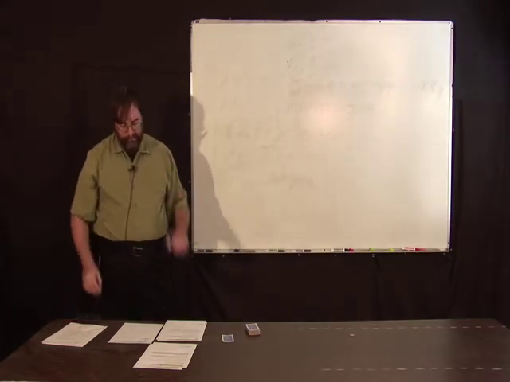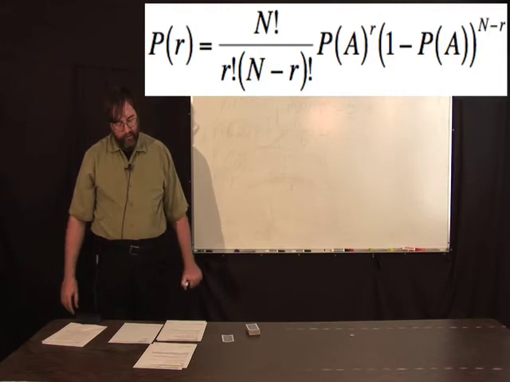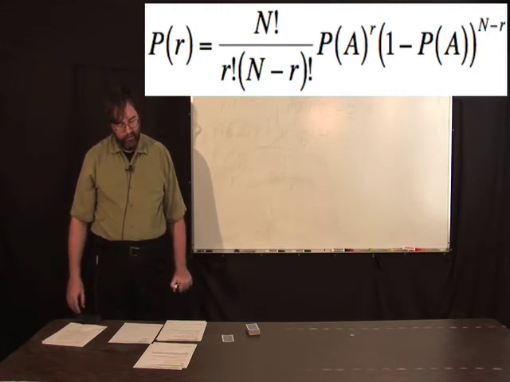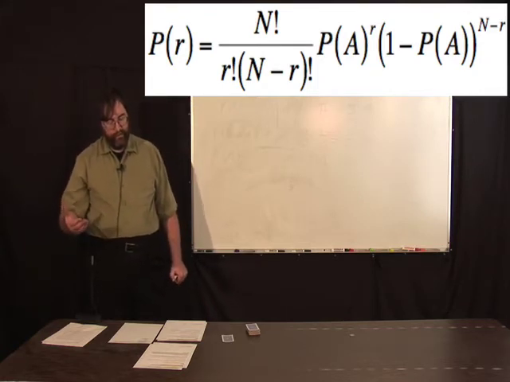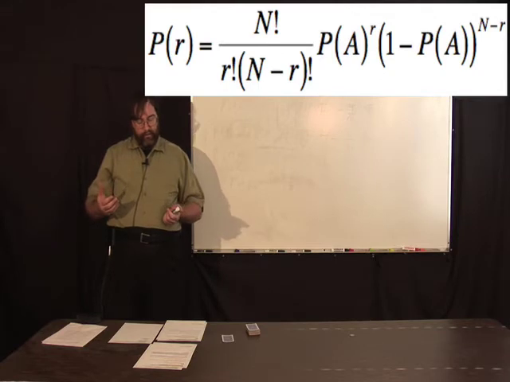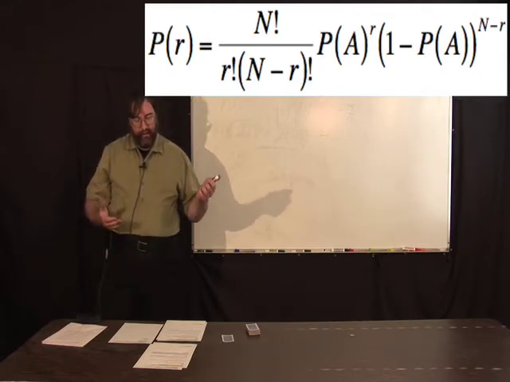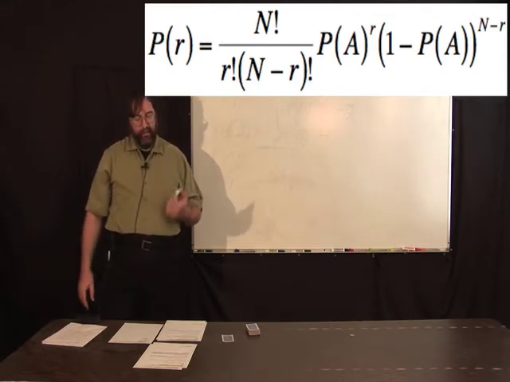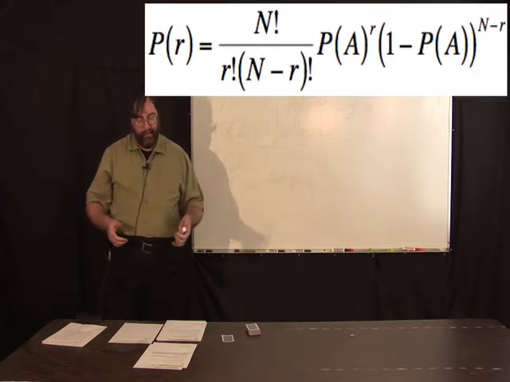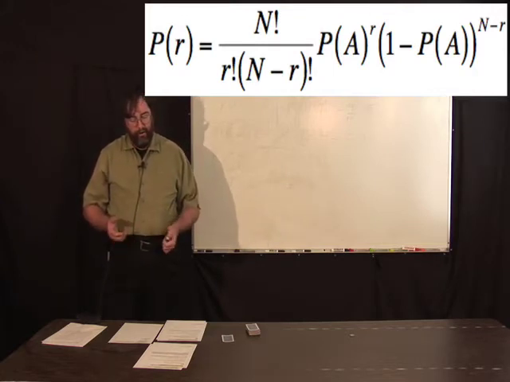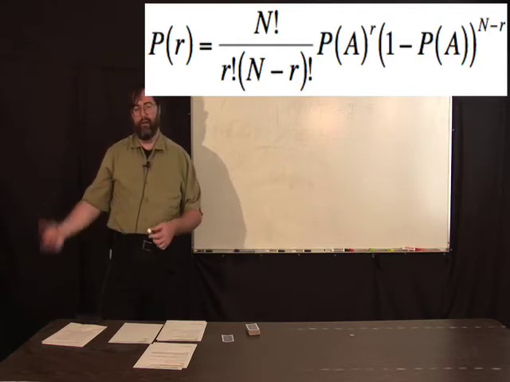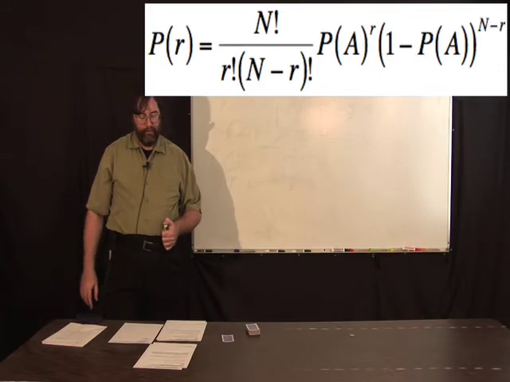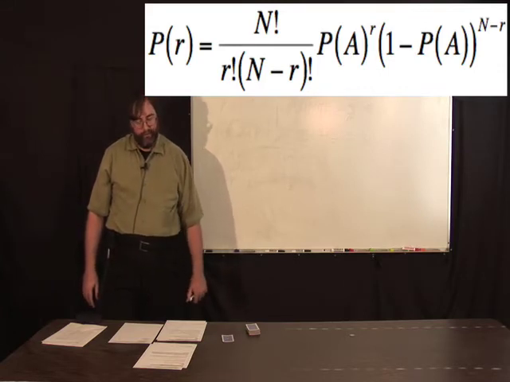Okay, so here's the distribution again. R in this equation is the number that you want. Let's say A is heads and B is tails. N is, say you want to flip it 100 times. R is the number you expect. So R could be, let's say, what's the probability of 100 out of 100? Well, that's a really small number, and you can figure that out with this equation.